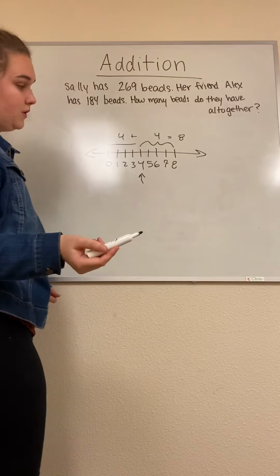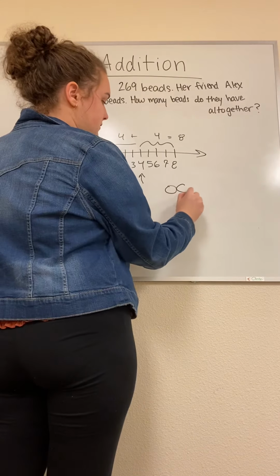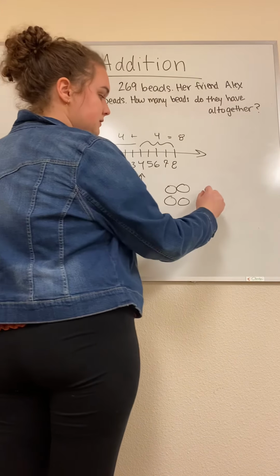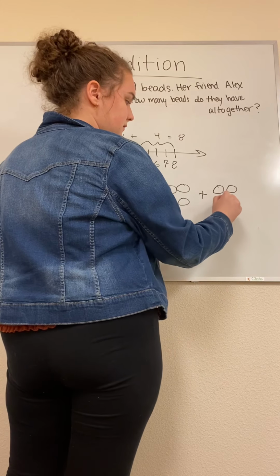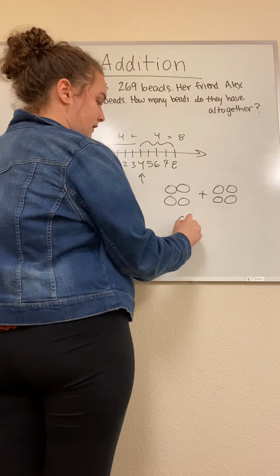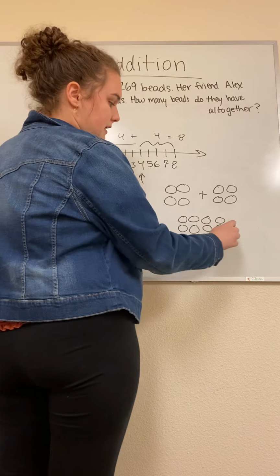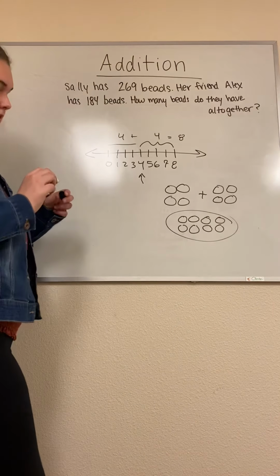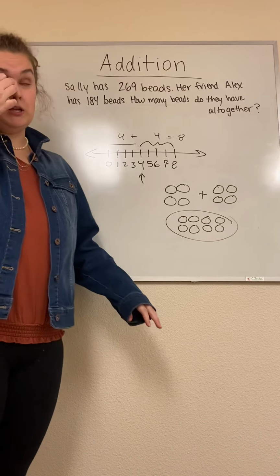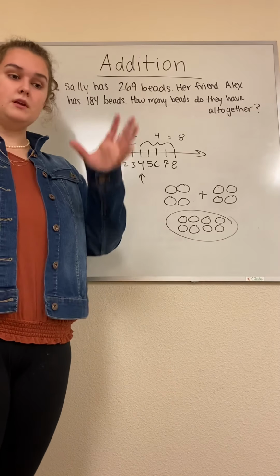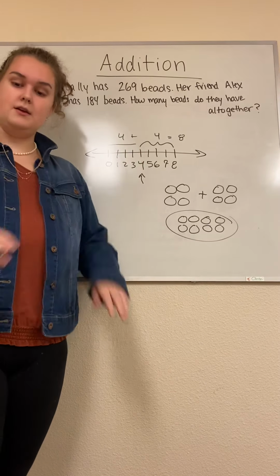Or you can think about it more in a picture, like if we had 1, 2, 3, 4 apples plus 1, 2, 3, 4 apples, we would have 1, 2, 3, 4, 5, 6, 7, 8 apples total. So when you're thinking about addition, think about grouping two amounts of things together.